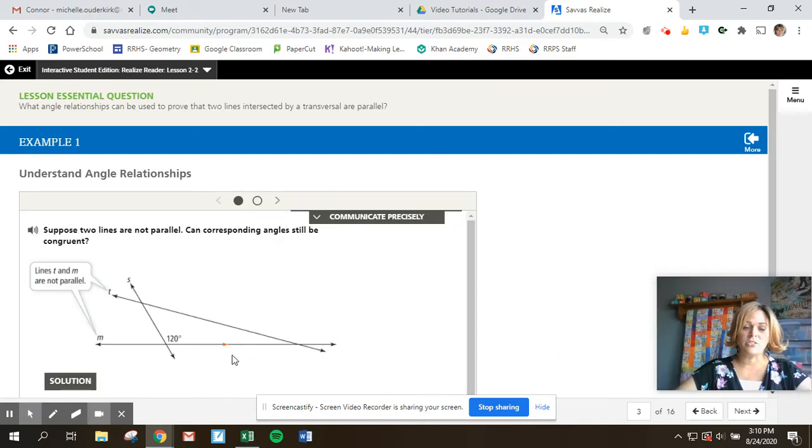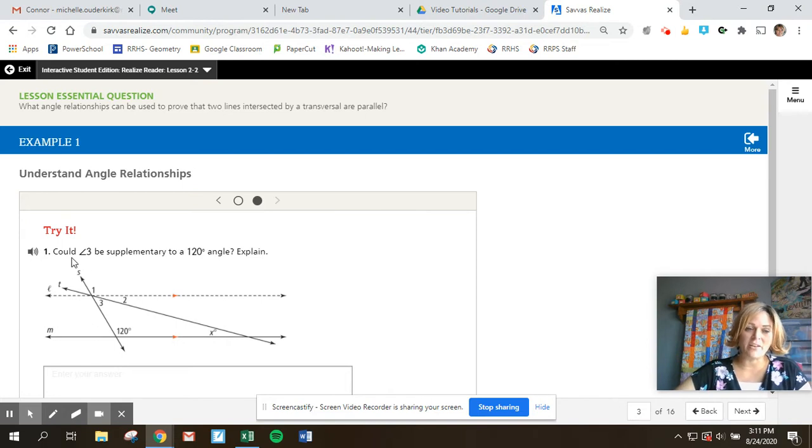Example 1. If you look at this, these lines obviously are not parallel. Line L and M. It says, suppose two lines are not parallel. Can corresponding angles still be congruent? So corresponding angles, right, here's 120. And the corresponding angle with that should be right here. You're going to need to argue or explain whether this is going to be 120 or not if the lines are not parallel. So you need to discuss that. The solution is here.